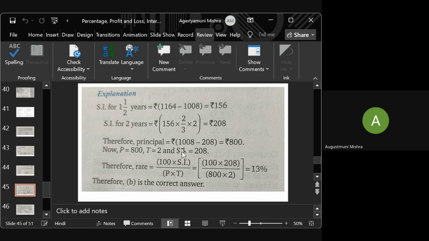Yes, ma'am. Because whenever you are going to put it into the equation, that is going to get shifted. Like here, that is 2 by 3. That will get reversed, ma'am. Because this is SI for 3 by 2 years equals 156. But when you shift this, it will go this side, then it will get reversed. Then it will be 156 into 2 by 3 equals SI. Now for 2 years, 156 into 2 by 3 into 2 for 2 years. That's why. Now you will get this.